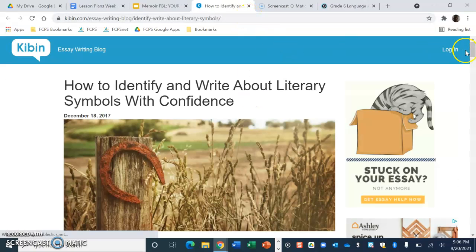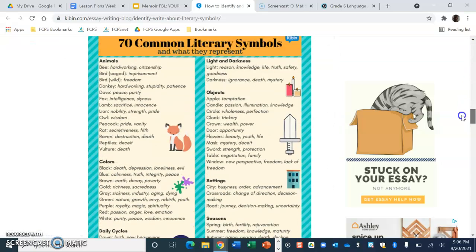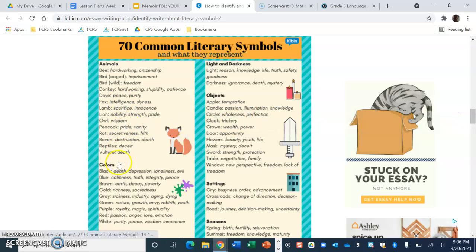all right, let's see what it is here. So for example, certain animals might symbolize certain feelings, right? So an owl would show wisdom, a vulture could be even something as sad as death, but there are other things that you can see on here as well.